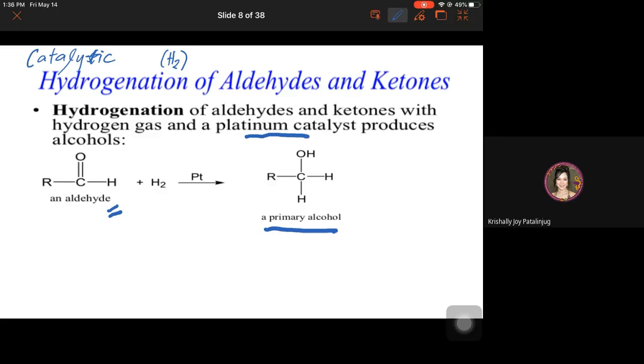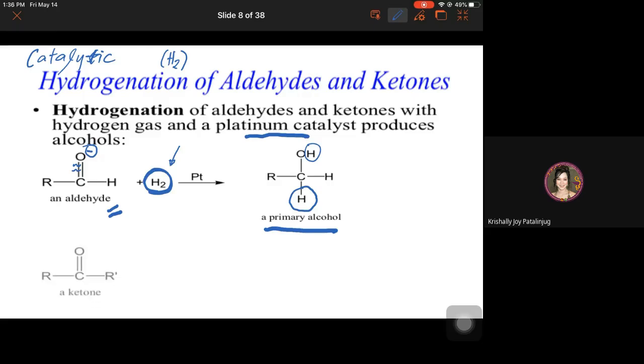So again, what happened here is that the nucleophile, the hydrogen, for it to be added, the pi bond must be broken. So the oxygen will now carry a negative charge. To stabilize that oxygen, it will pick up hydrogen. Since it is H2, diatomic, once one hydrogen is added, it will pick up the other hydrogen to stabilize it. So primary alcohol will be the final product for hydrogenation of aldehyde.